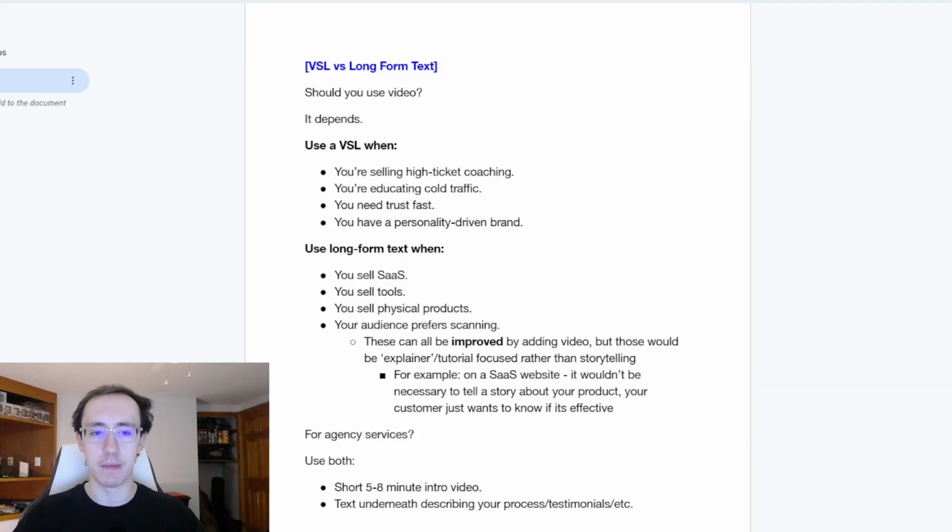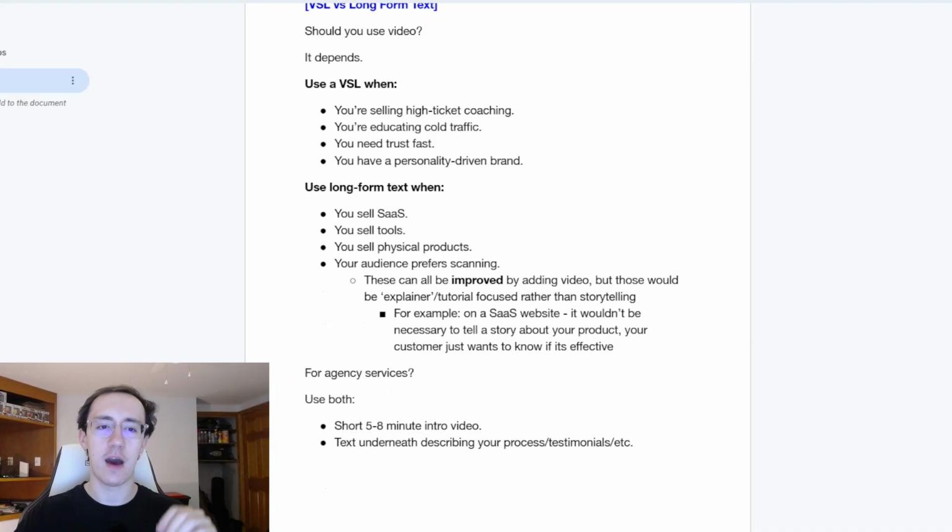Now, it's probably better for you to use a text-heavy page instead if you sell software, if you sell tools, you sell physical products, or your audience mostly prefers scanning, right? Now, all of these other niches that you might not necessarily think video is super important for can be improved by adding a video asset, but they would more so be explainer or tutorial focused instead of storytelling, right?